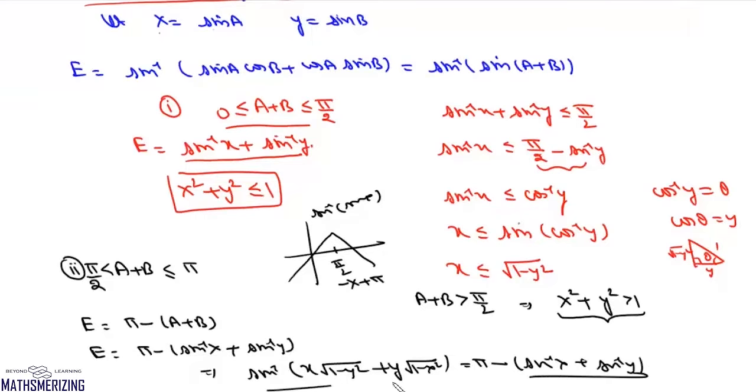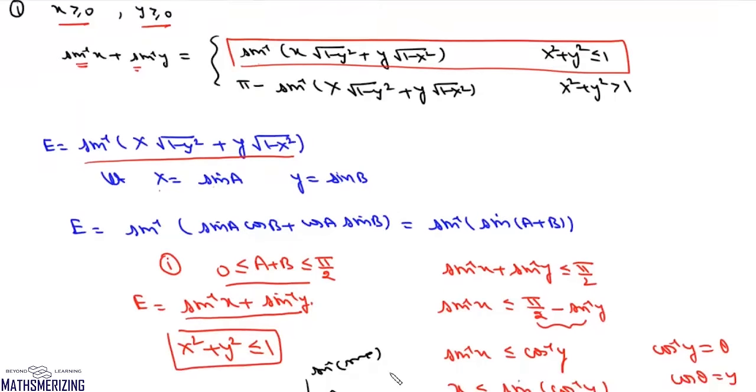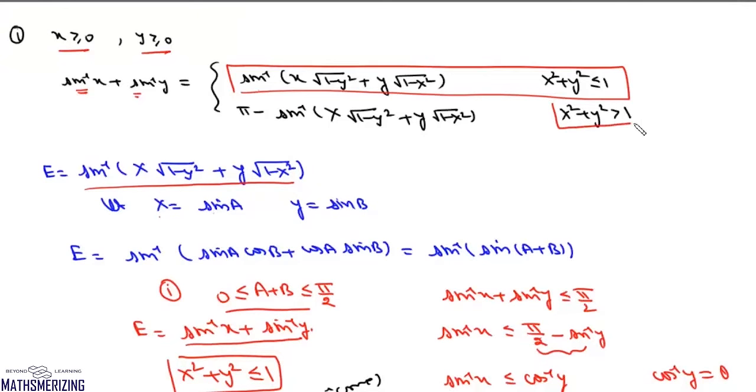Now we interchange both of them, then we'll get the result for the second part, which is when x square plus y square is greater than 1. In that case, the value of sine inverse x plus sine inverse y will be pi minus sine inverse x under root 1 minus y square plus y under root 1 minus x square. So this is how we use the self-adjusting property to prove formulas. Now we have proved the formula when x and y are both greater than 0. If x and y are negative numbers, then we'll simply use this property: sine inverse of minus x is minus sine inverse of x, and then we can adjust the formula accordingly.